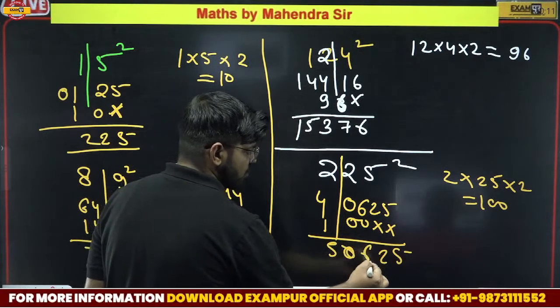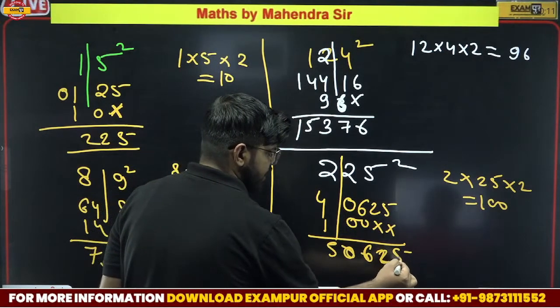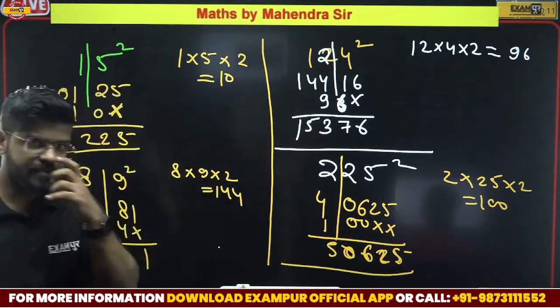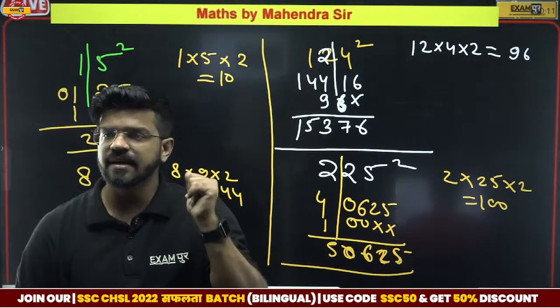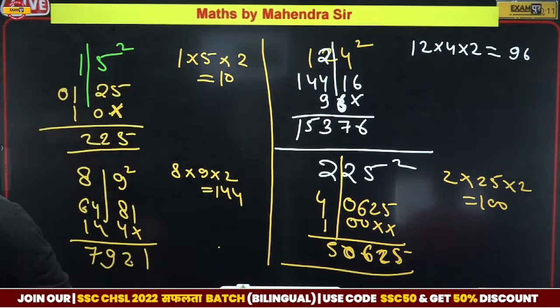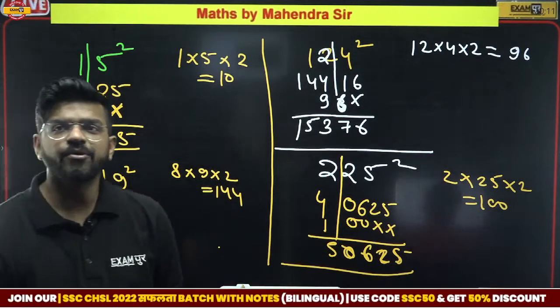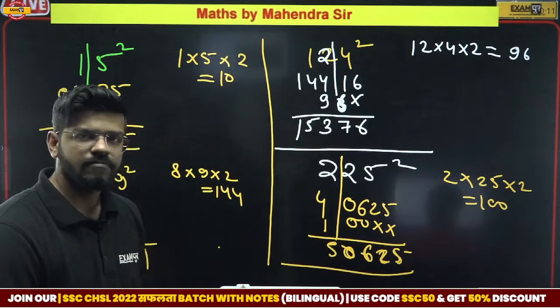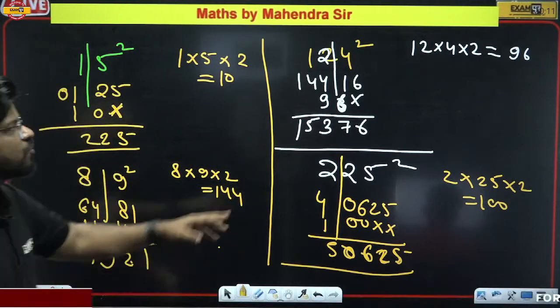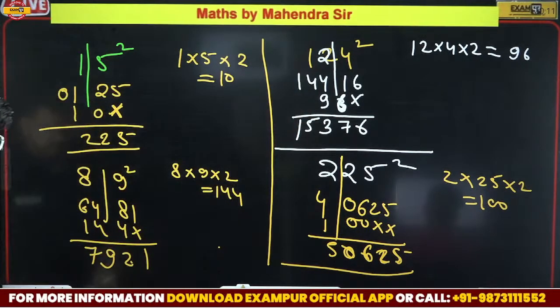50625 is my answer. Is it correct, Arun? Did you get that? Okay. So this is how you can do both the things. Okay. Now let me tell you.